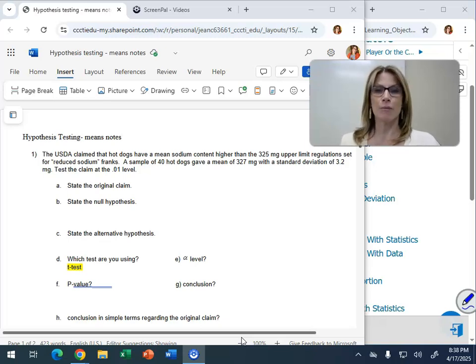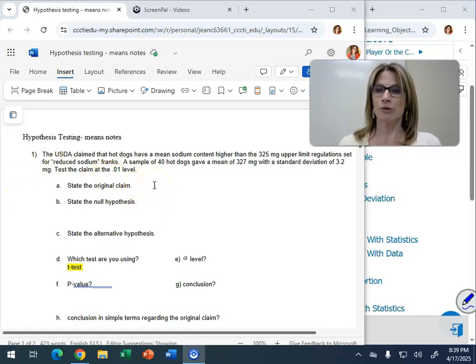intervals. There's a hypothesis test for a mean where we don't know the standard deviation, and that's going to be called a t-test. There's a hypothesis test for a mean where we do know the standard deviation. That will be called a z-test. And then there's a hypothesis test for data. So we're going to start out with one where we don't know the standard deviation, the population standard deviation.